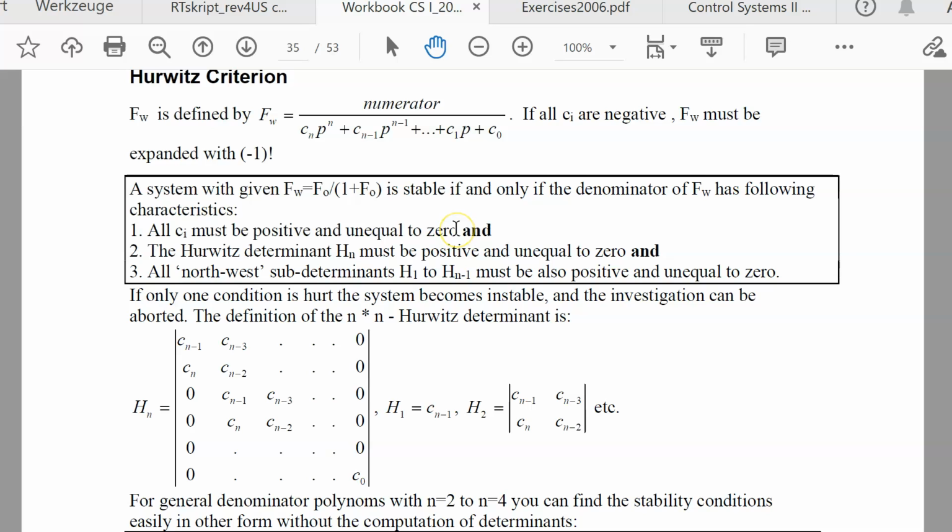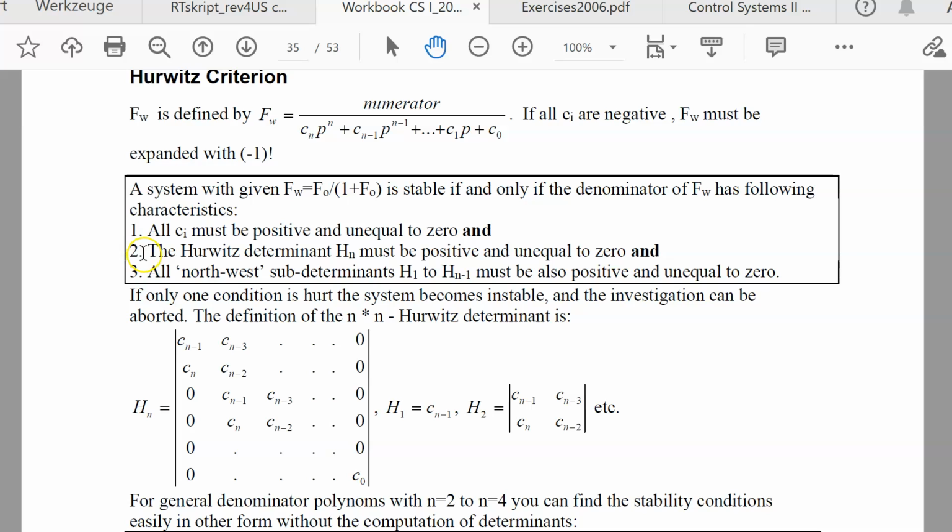So the 0 condition is also not allowed for stability. Of course, if the highest coefficient is Cn, of course Cn plus 1 is 0. That is of course not meant, but if the coefficient Cn exists, all other coefficients with lower index numbers must be positive and should not be 0. This can be checked with one view on the coefficients, but that is not sufficient. That is a necessary condition, but not necessary and sufficient.